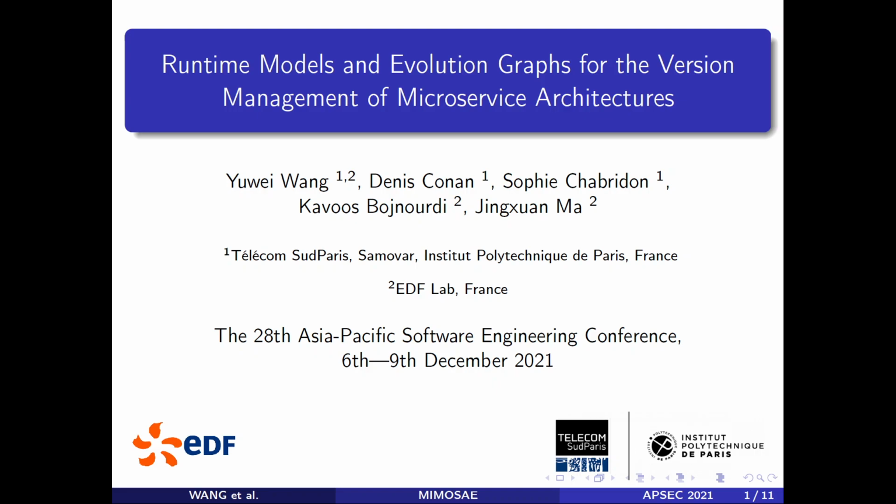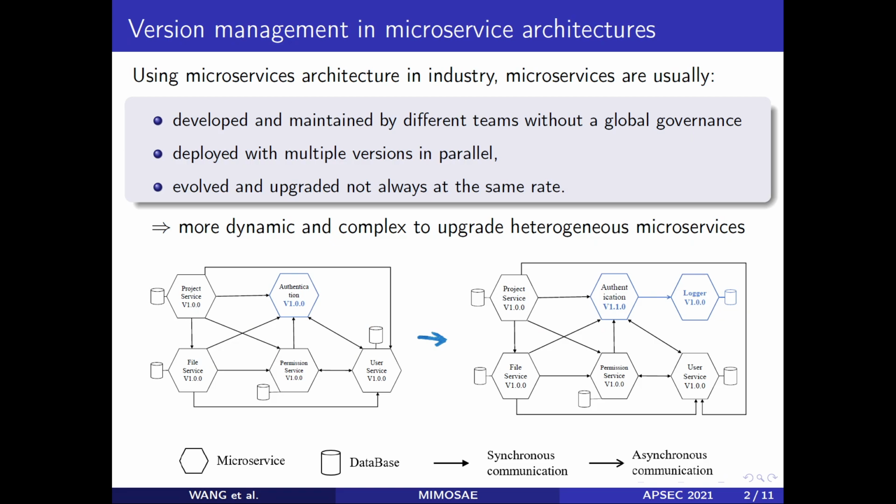of Microservice Architectures. As we know, recently the information systems in industry companies have a trend of migrating from monolithic to microservices as a set of independent functional units. In the ecosystem of these industry enterprises, microservices of an application are usually developed and maintained by different internal teams or subcontractors without a global governance.